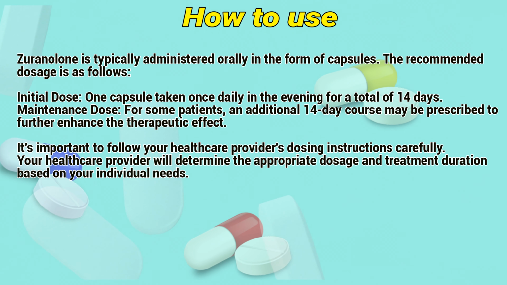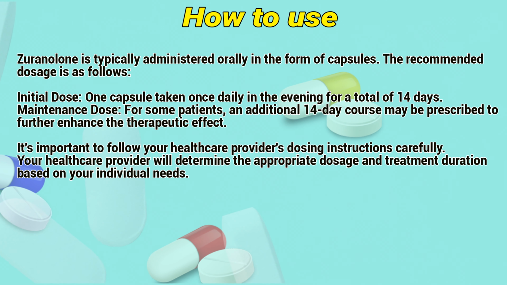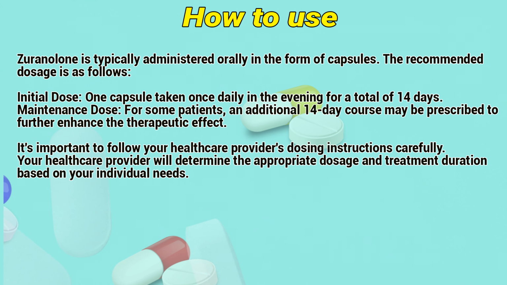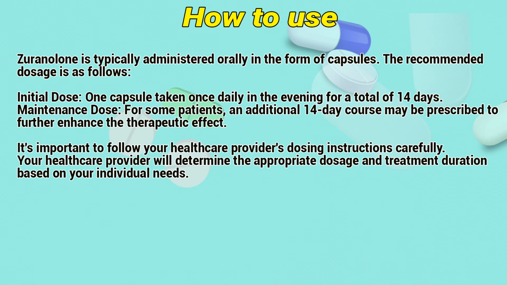How to use. Zuranolone is typically administered orally in the form of capsules. The recommended dosage is as follows. Initial dose: 1 capsule taken once daily in the evening for a total of 14 days. Maintenance dose: for some patients, an additional 14-day course may be prescribed to enhance the therapeutic effect.